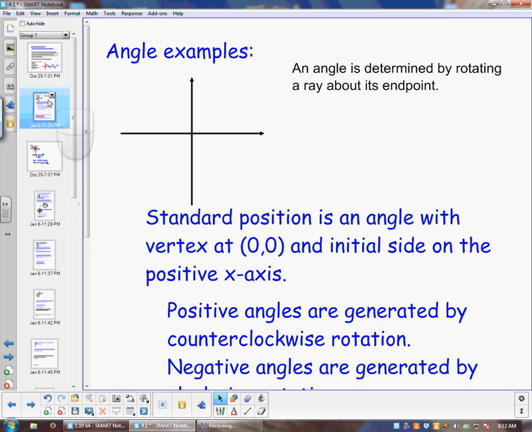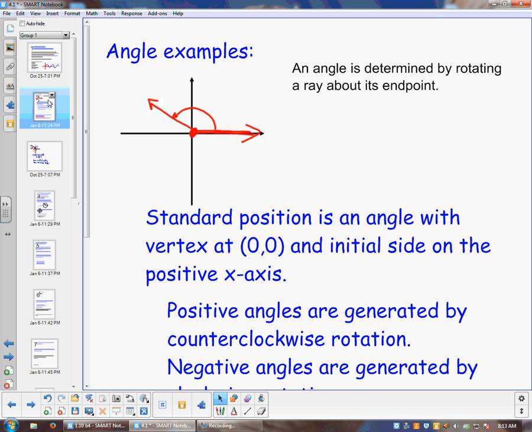Okay, so let's talk about angles before we can get too far into this. An angle is determined in trigonometry differently than in geometry. It is determined by rotating a ray about its endpoint. So let's say we put the endpoint right here at the origin, (0, 0). We have an initial side here, and then the amount of rotation, like if I rotate the angle, the other side of the angle, the other ray, might look like that.